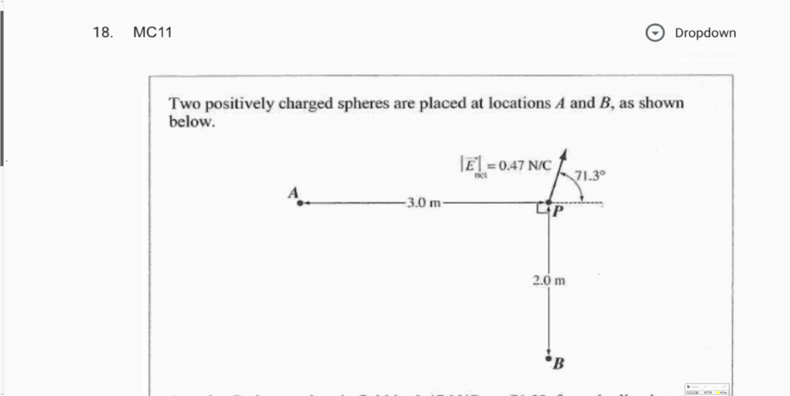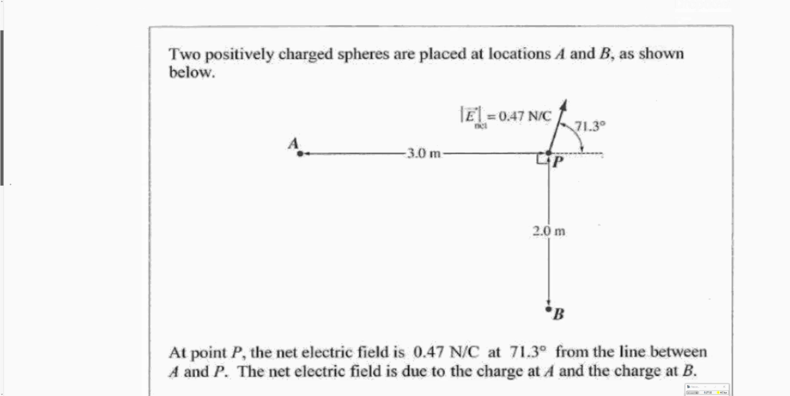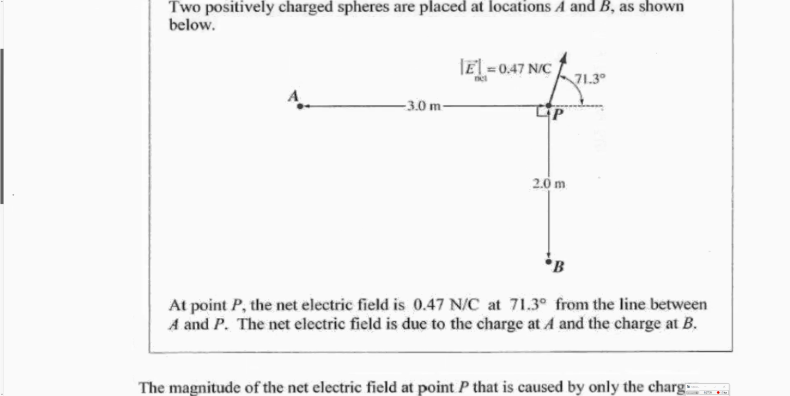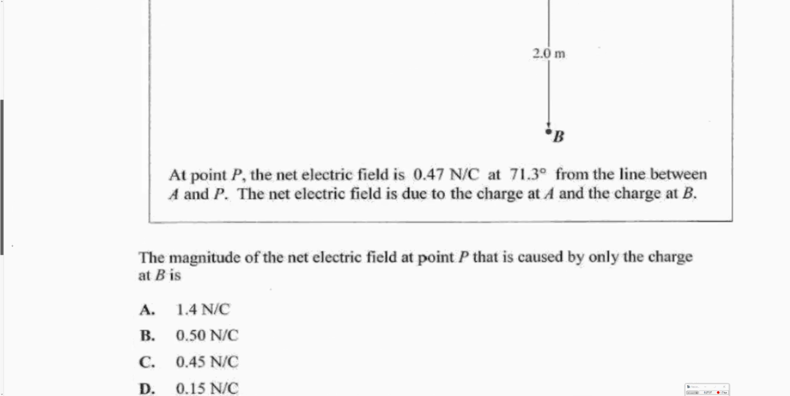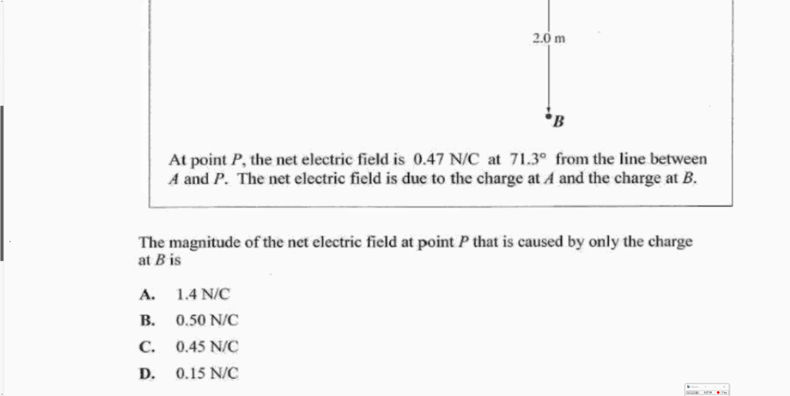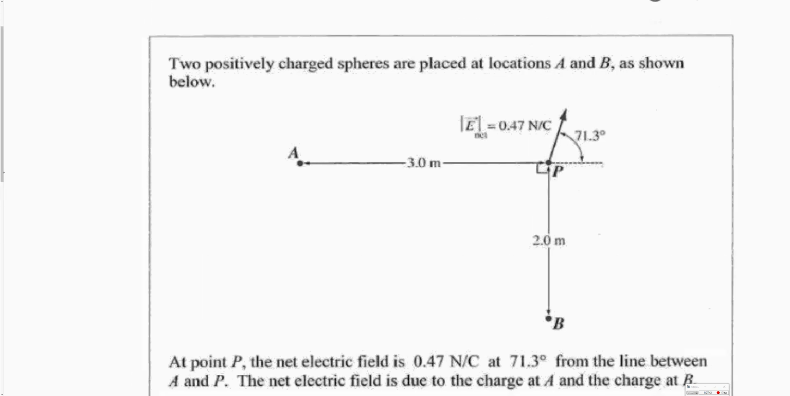Two positively charged spheres are placed on locations A and B as shown below. We got an angle there, we got an electric field here. We want to find the net electric field that's caused by B. This is kind of a weird electric field question, because normally when we're looking for an electric field caused by something, we're going to use the producer equation, E is equal to KQ over R squared. And that is valid here, but we don't know anything about charge B, right? We don't know what Q is. We do know R, I guess.